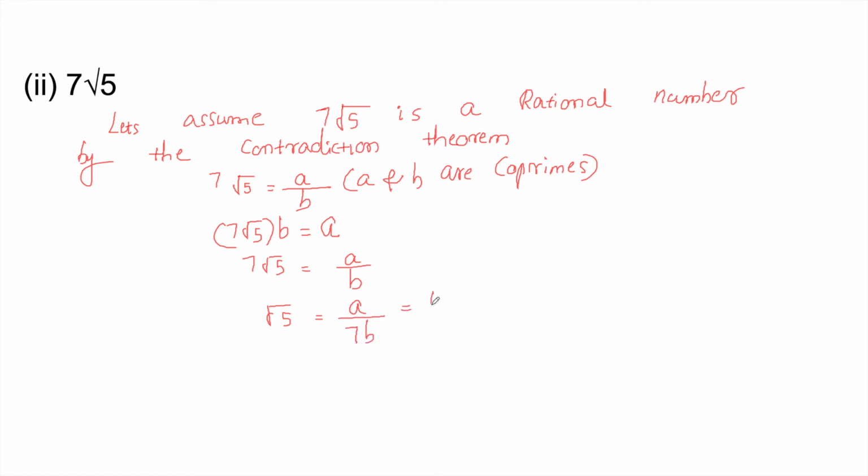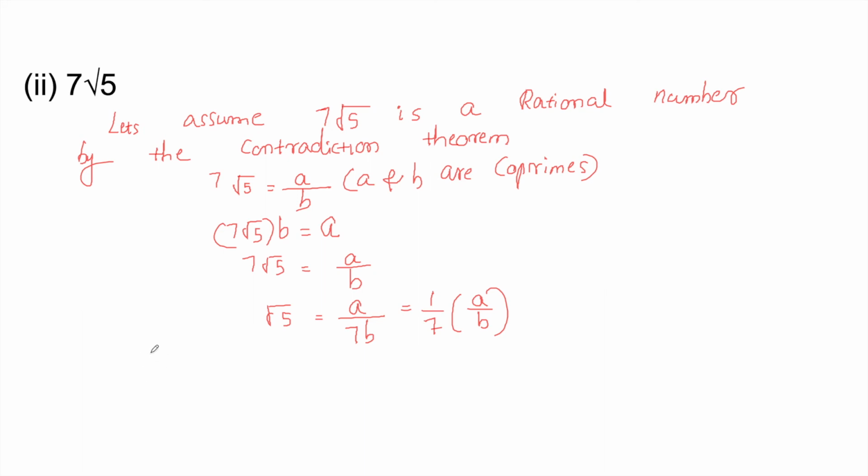If you want, we can write like 1 by 7 into a by b. Anyway, you can write. This is also fine. Okay. So, root 5 is equal to 1 by 7 into a by b. So, this is a rational number where a and b are integers. But we already proved that root 5 is irrational. So, it contradicts. Here it is irrational and this is rational. It is not possible. LHS and RHS should always be equal. So, this assumption contradicts our theorem.